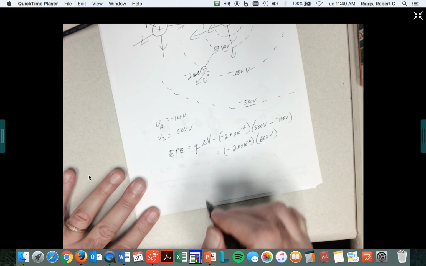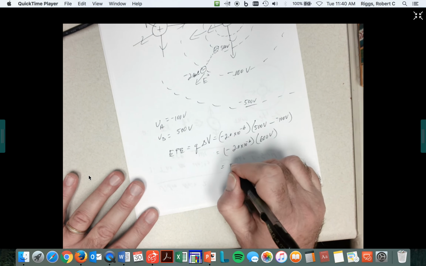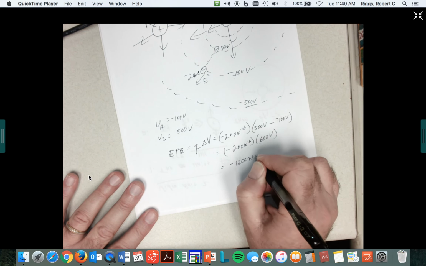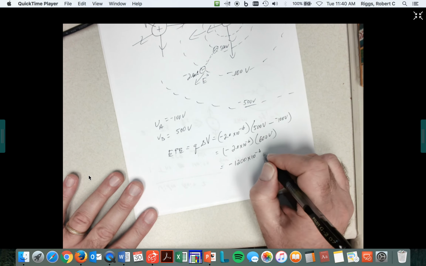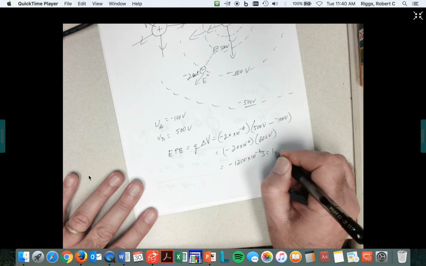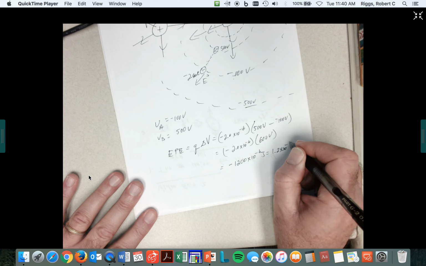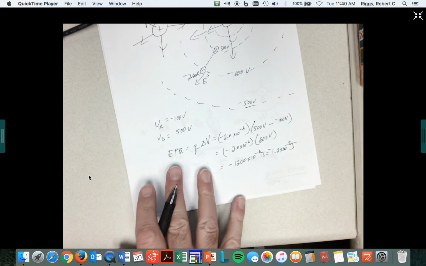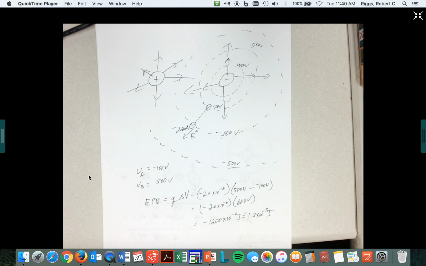Then my change in electric potential energy is negative 1200 times 10 to the negative 6 joules, or negative 1.2 times 10 to the negative 3 joules. It didn't lose charge. It lost electric potential energy going between those 2 points. All right, so that's what electric potential does.